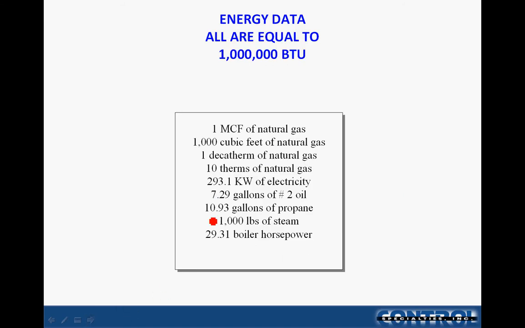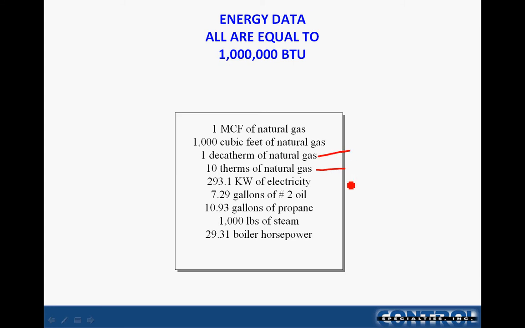Natural gas is typically the most common fuel used in boilers, and there are typically four measurements that are used to express natural gas flow rates. The ones that you're going to typically see on your gas bill is either going to be a therm, which is 100,000 BTUs, so therefore it would take 10 therms to equal 1 million BTUs, and the decatherm.